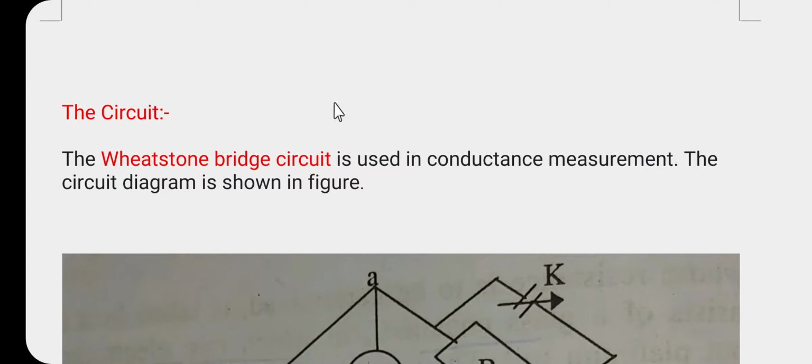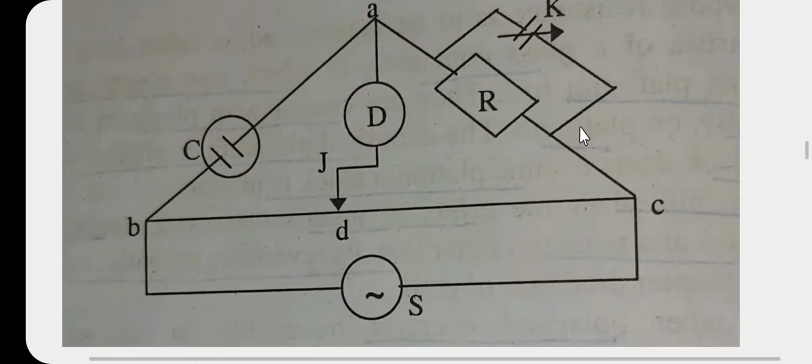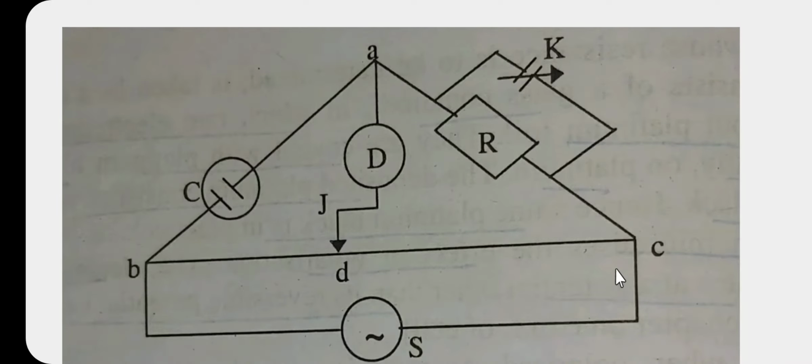So here are the conductivity cells. Then here is the circuit diagram of the conductometer. When we consider the conductometer, there is a Wheatstone bridge circuit, which is used in the conductance measurement, and this is the circuit diagram. In this circuit diagram, BC is the wire having a uniform cross sectional area, R is the variable standard resistance, K is the capacitor, C is the conductivity cell, S is the source, D is the detector, J is the jockey key, and this D is the balance point.